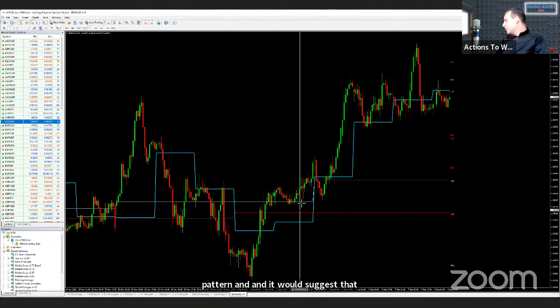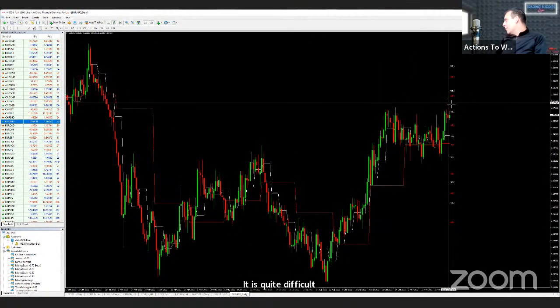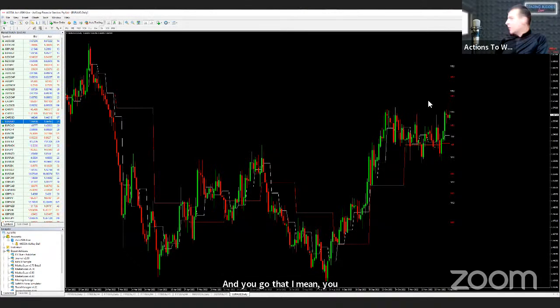Yeah, it's quite difficult to. And you got that. I mean, anybody who wants to know what a head and shoulders pattern looks like in one bar, this is it. When you see this bar here, you will see a head and shoulders on a shorter term time frame.